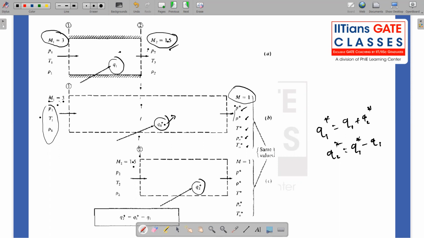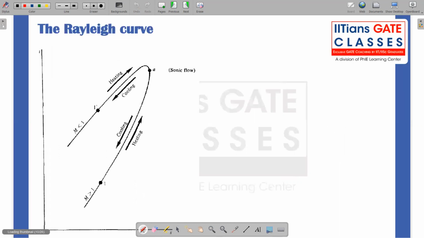This is interesting. So based on this, we can actually have a TS diagram like this. This is the TS diagram, the Mollier diagram. This one is called the Rayleigh curve when I have a heating or cooling effect. So in a constant area duct, this type of curve is called the Rayleigh curve. So here you see what's happening.